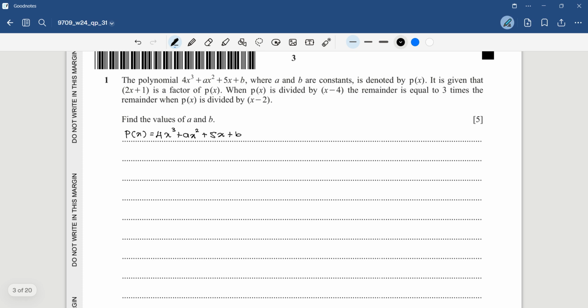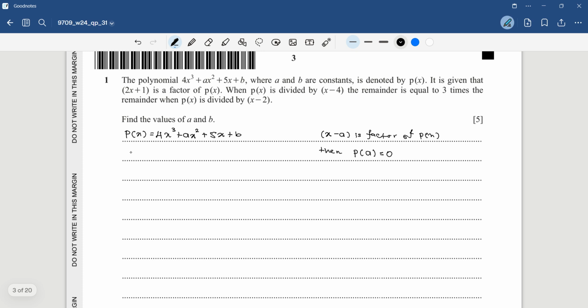Since they say it's a factor of px, we can refer back to our factor theorem. Let's say when x minus a is a factor of px, then Pa is equivalent to 0. This is your factor theorem. So we apply that over here.